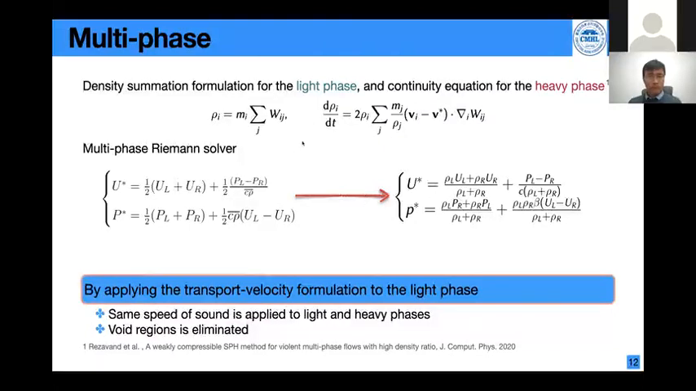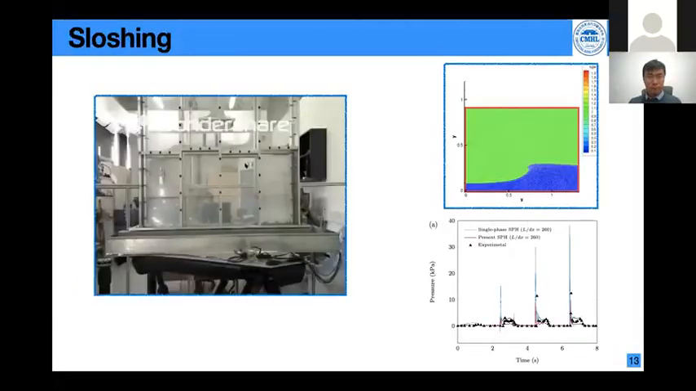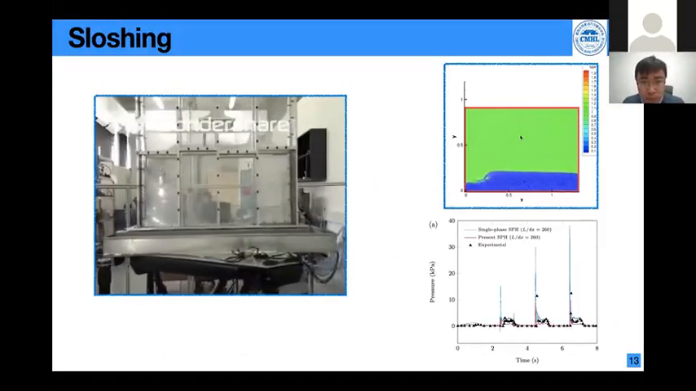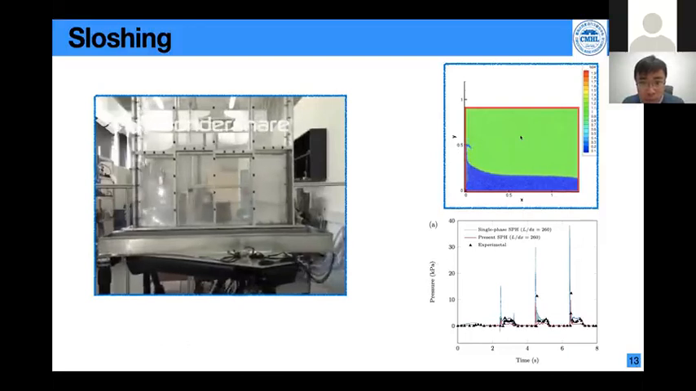Here, there are two main features of the multi-phase solver. One is that the same speed of sound is applied to both the light and heavy phase, which will optimize the computing efficiency. And then there is no void region around the solid particles. So this is the test for the solution. This is the experiment, and this is the simulation result. There may be some voids in the experiment.